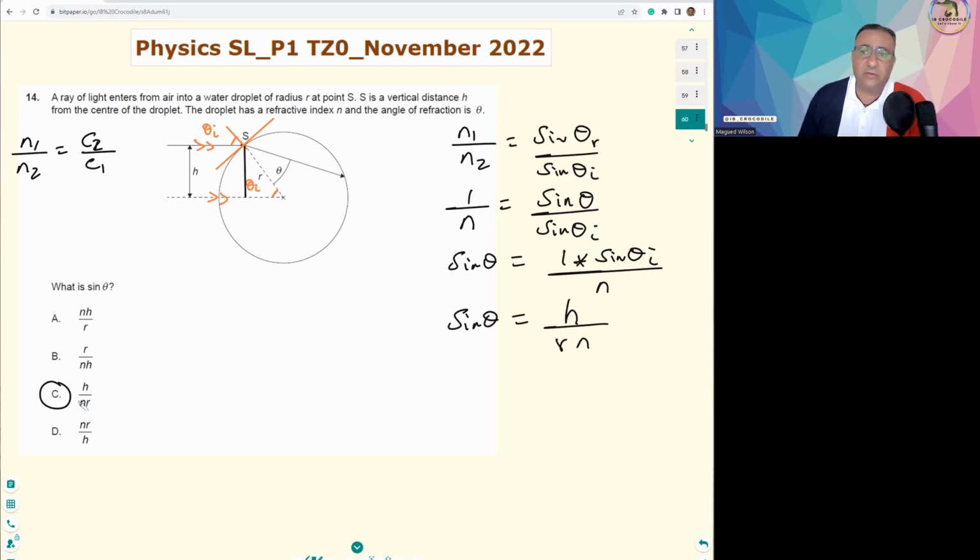The bottom line to remember here is that the angle of refraction and the angle of incidence are measured between the normal and the rays themselves.